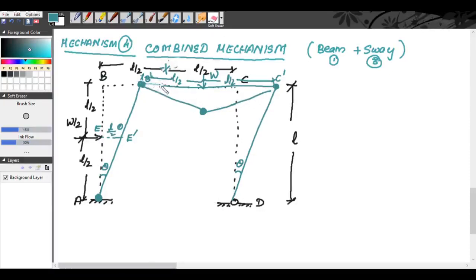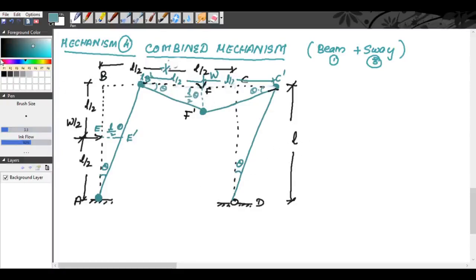So now we will erase this and we will plot this by dotted line. Okay, so this is our combined mechanism. This point is F, so F gets shifted to F dash. This is our combined mechanism. So the angle formed is theta. This angle is theta. So this distance is L by 2 theta.